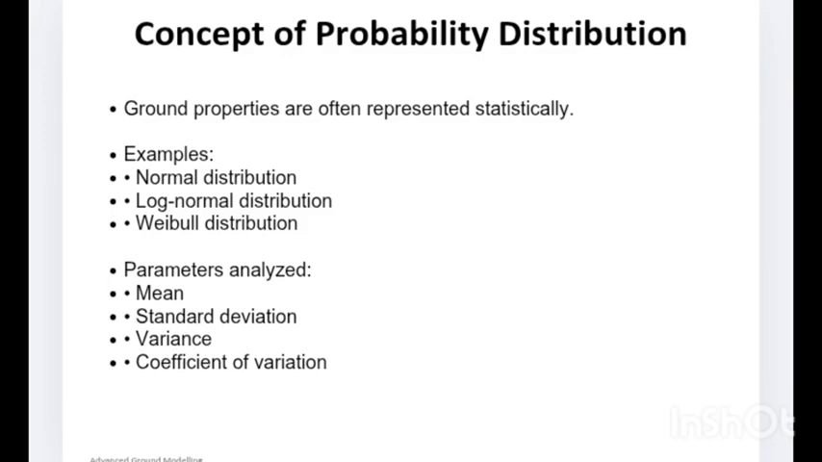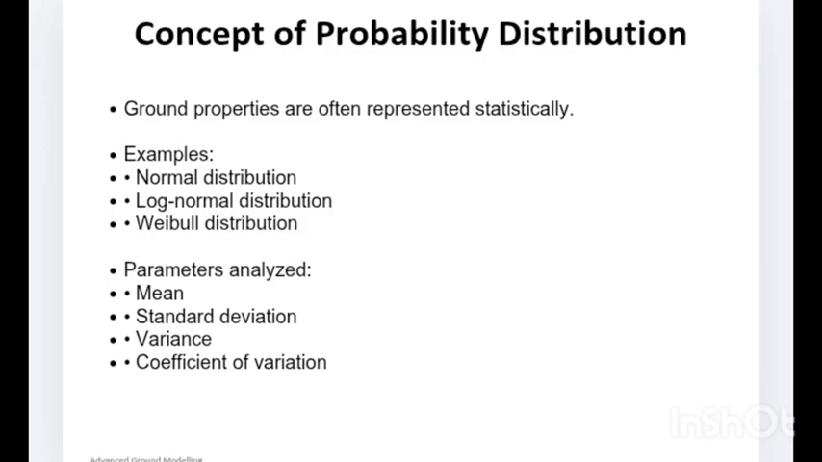Number three, we have the Weibull distribution. The Weibull distribution is often used in reliability and failure analysis. When you're doing your analysis, maybe failure analysis, you usually use the Weibull distribution. So what's the importance?